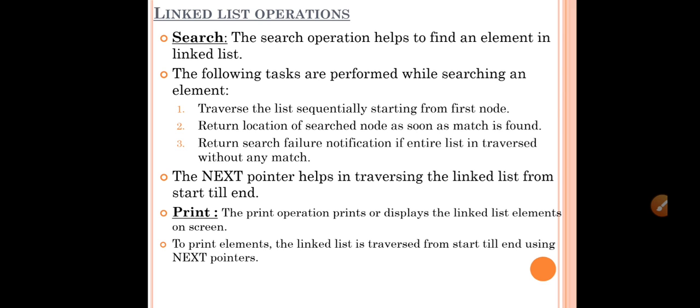The next pointer helps in traversing the linked list from start till the end of the list. Okay, so the next operation is print. The print operation prints or displays the linked list elements on a screen. To print elements, the linked list is traversed from start till end using the next pointer, right? So the next pointer is used to point to the next node. Okay, so for this reason we are using the pointer variable there.